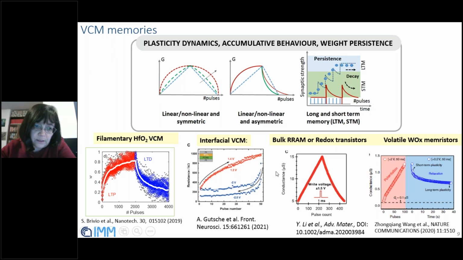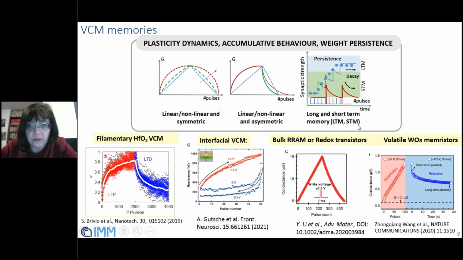And you can see that we can perhaps solve the problem of filamentary switching, where we have large variability and stochasticity, using interfacial resistive RAM or even this recently proposed redox transistor. Finally, it's also important to address the retention dynamic to achieve this longer short-term memory effect.